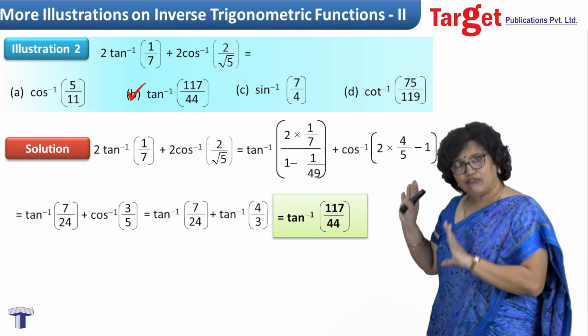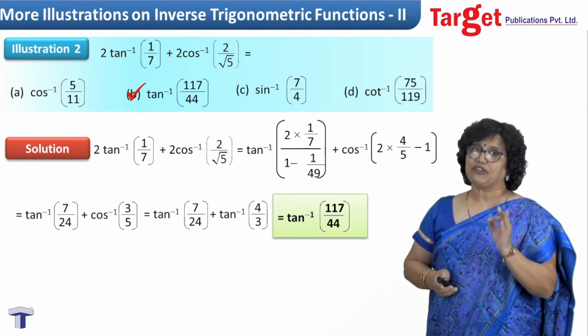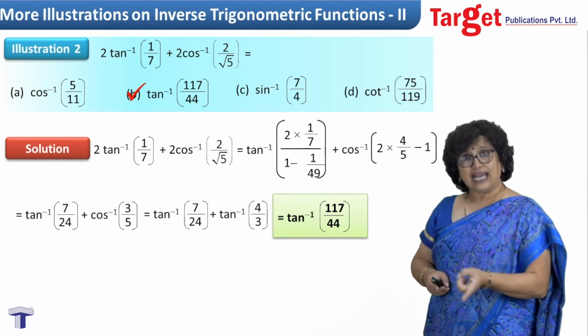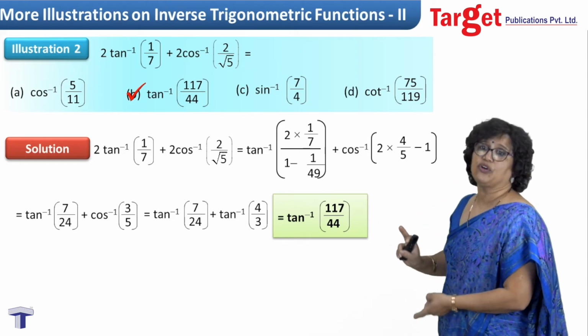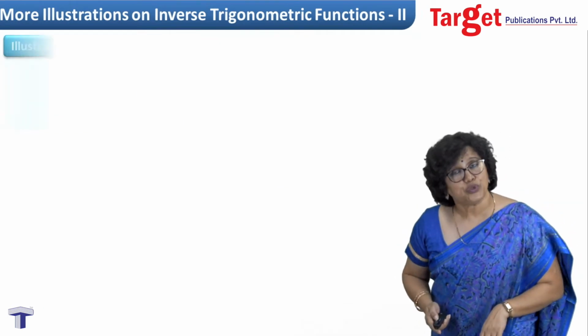So I have not shown all the steps. I would request you to sit with paper and pencil, verify each step and then arrive at the answer as tan inverse of 117 upon 44. And I move to the next one.